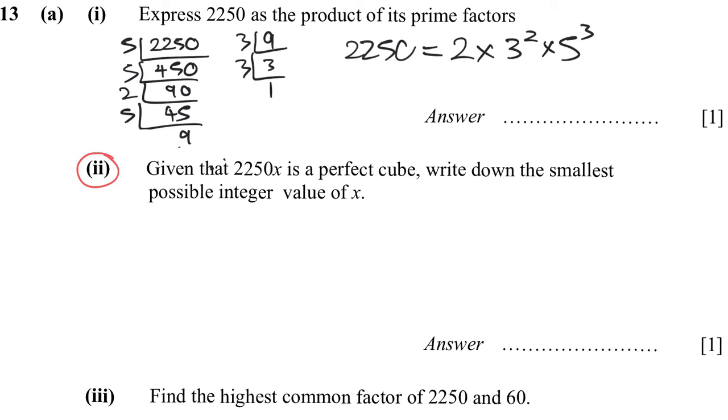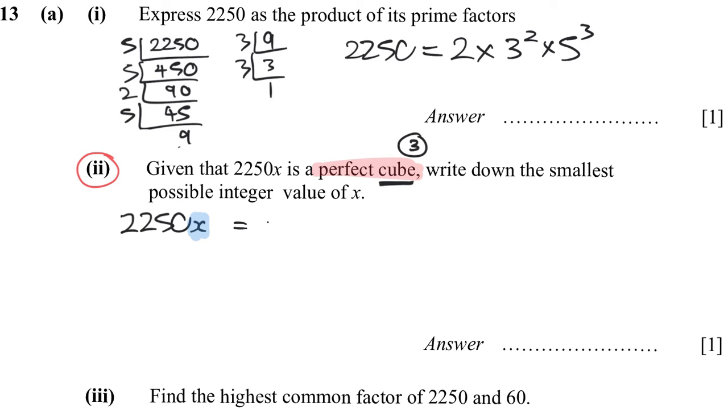Okay, so now back to part 2. Now you just have to be very clear on what it means by a perfect cube. Just by the word cube, it will mean power 3. Okay, so what we want is 2250 multiplied by some number x, which you're going to find out. You want the ultimate value to be a perfect cube.